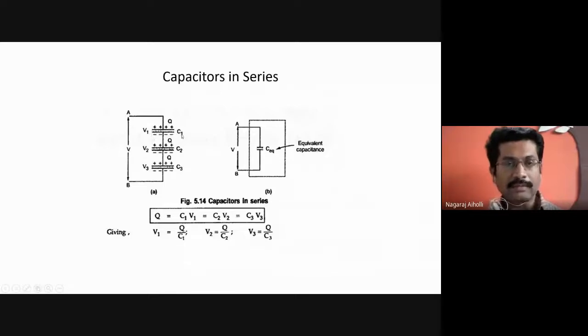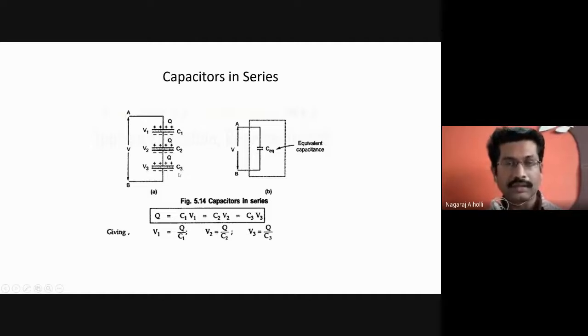Because when you apply the positive and negative, the negative charges here will be attracted towards the positive of A, and the positive charges will be attracted towards the negative of B. Hence the charges are deposited, positive on one side and negative on the other side. Similarly, this negative charge will attract the positive charge, and hence on capacitor C2, positive charge is deposited on the upper surface and negative charge on the lower surface. Similarly for capacitor C3 also.